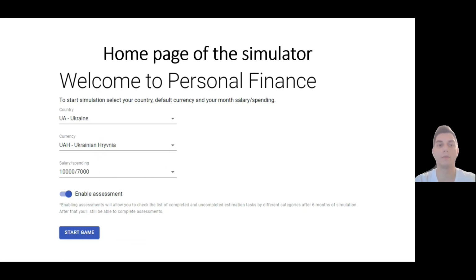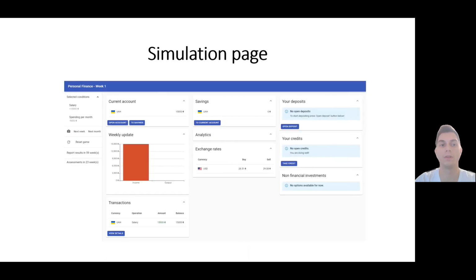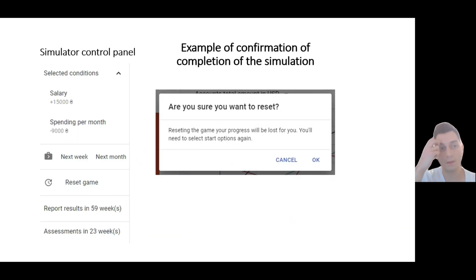And there is an example of a homepage of the simulator application. There is the possibility to select a country, currency, salary and spendings, which could also be entered manually. And there is a button to start the simulation game. And there is a main page where all of the tools are presented to control the personal finances. Here is a closer look at the simulator control panel. And there is an example of such notifications when a user desires to reset a game, for example.